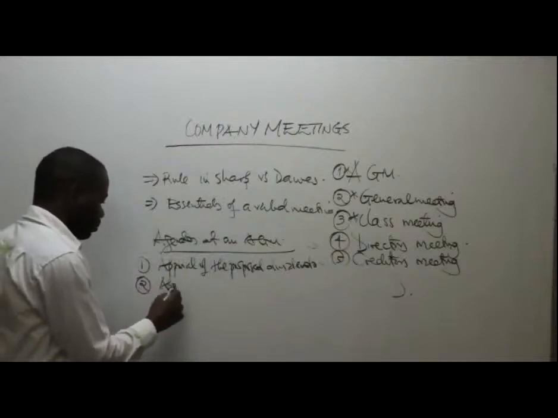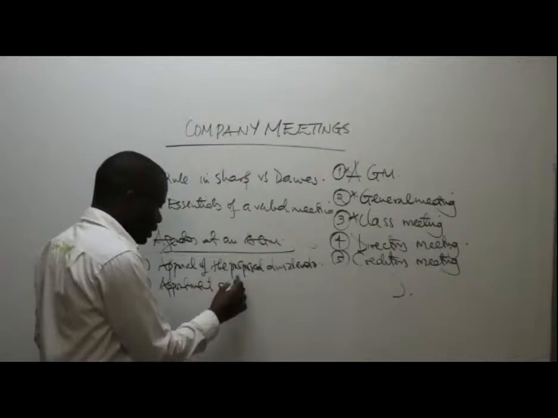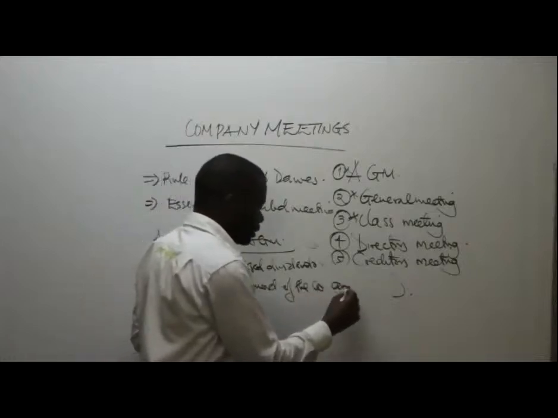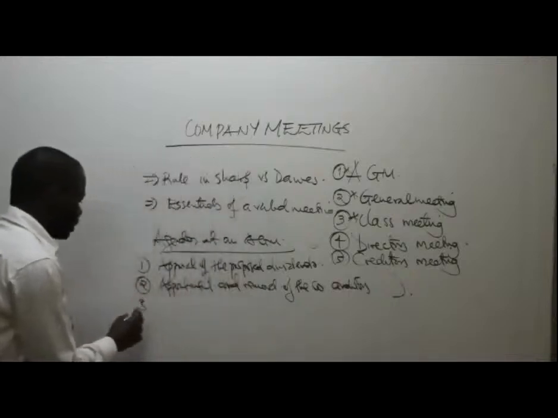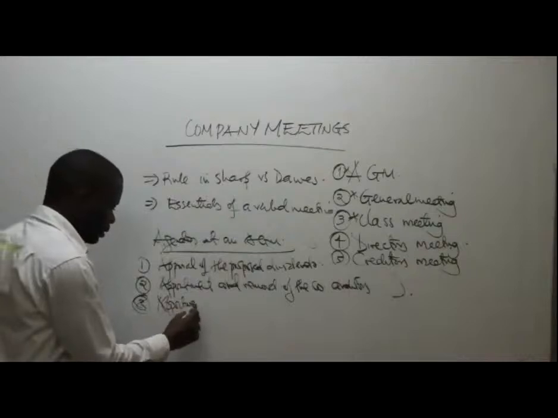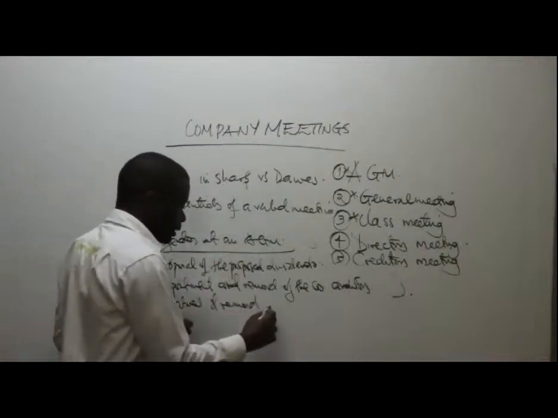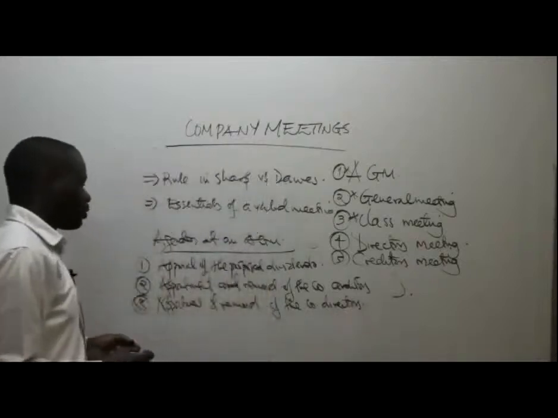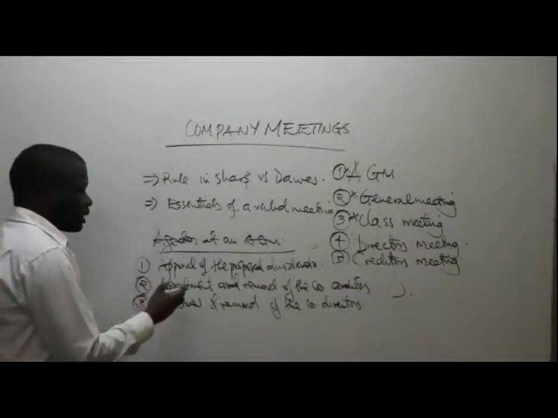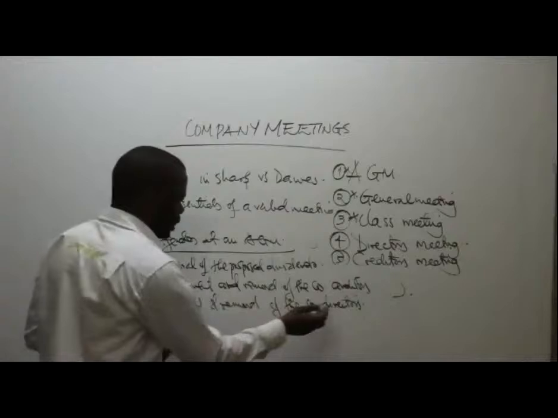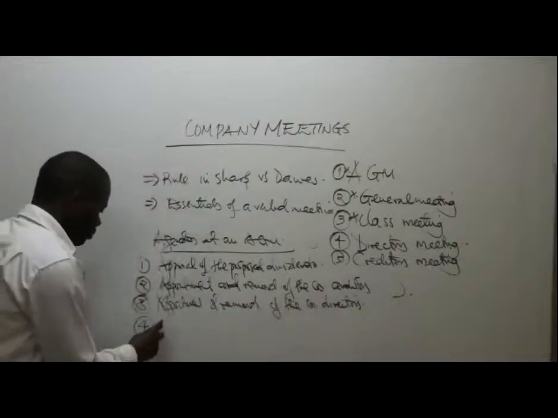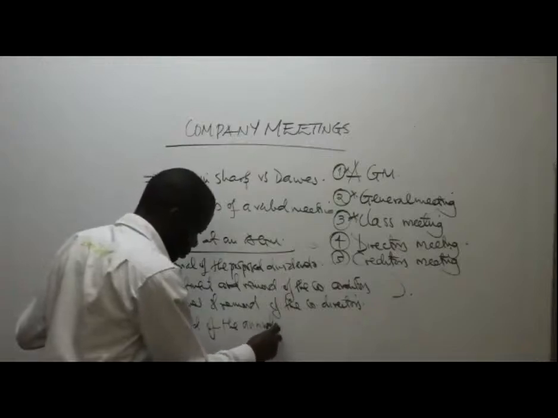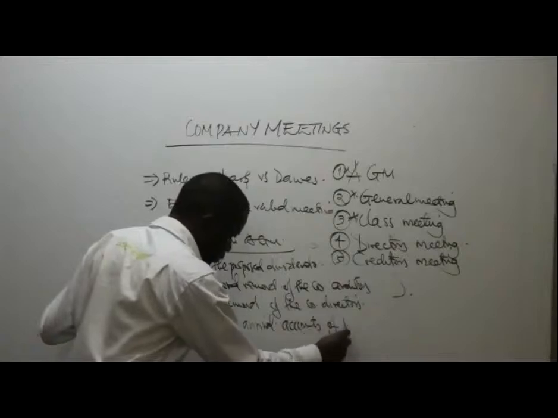There'll be the appointments and removal of the company auditors. Then also there'll be the appointments and removal of the company directors. So we're saying approval of the proposed dividends of the company, appointment and removal of the company auditors, appointment and removal of the company directors. Then number 4, approval of the annual accounts or books of accounts of the company.